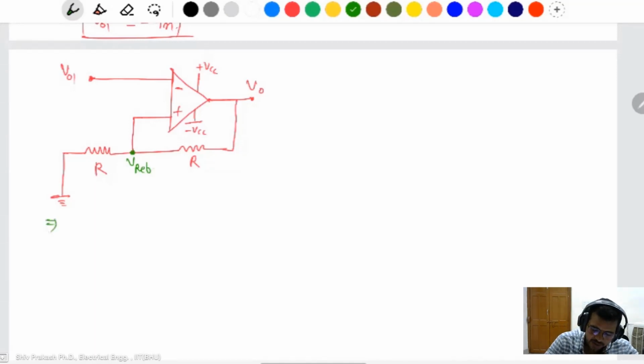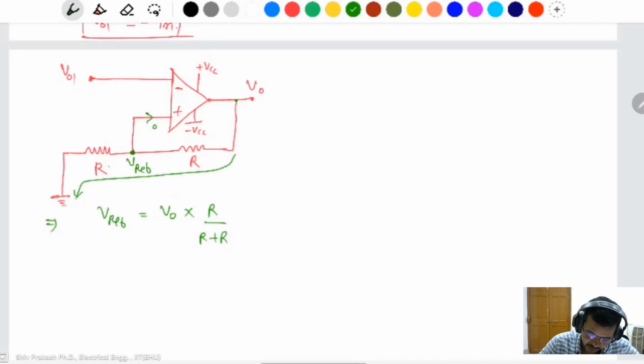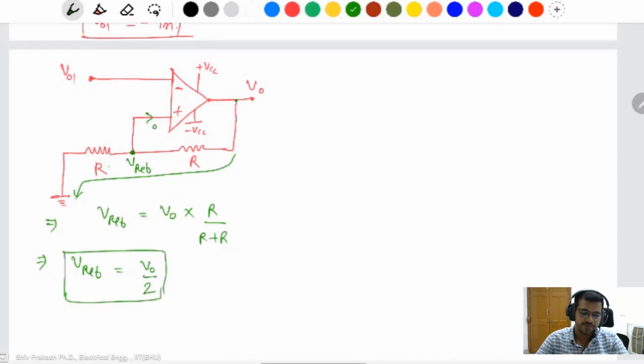By this one, the same thing, current will not flow here because of the high impedance. Then both resistances are connected in series. Then what is the V reference? V reference is V output times this resistance R divided by the total resistance R plus R, half of this one, V output divided by 2.